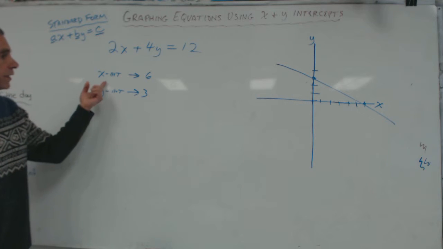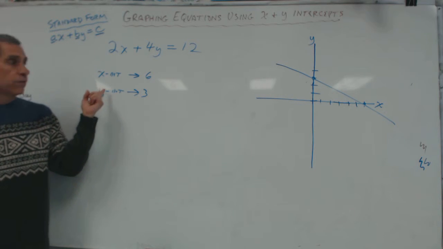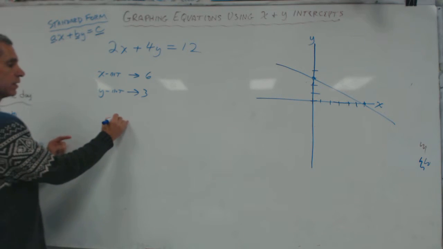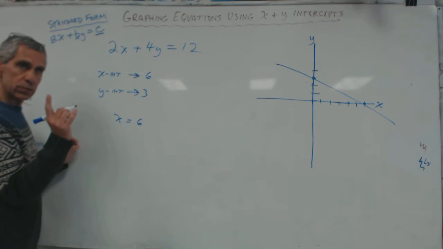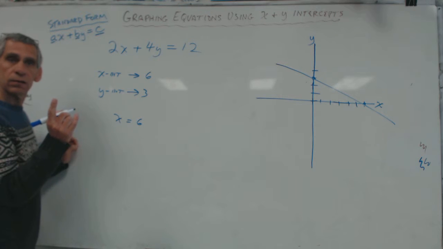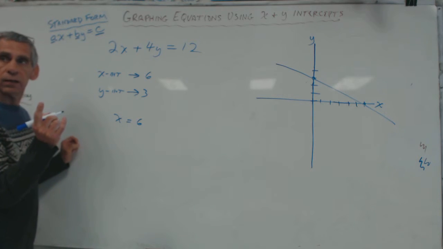It's wise to do this: x-intercept, 6. If you did this, x equals 6. Guys, are you okay if that's the only thing some people write on our paper, without showing any of the work? Yeah, that's okay.